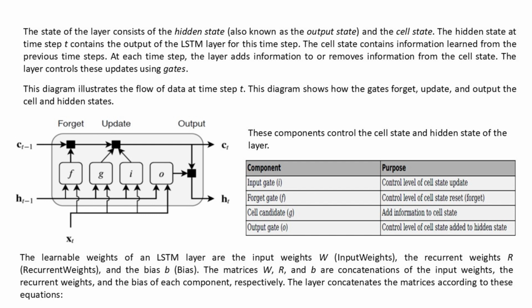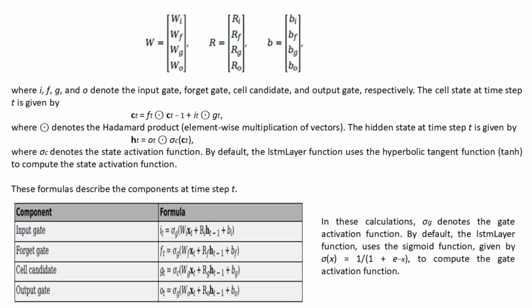The matrices W, R, and B are concatenations of the input weights, the recurrent weights, and the bias of each component, respectively. The layer concatenates the matrices according to these equations, where i, f, g, and o denote the input gate, forget gate, cell candidate, and output gate, respectively.